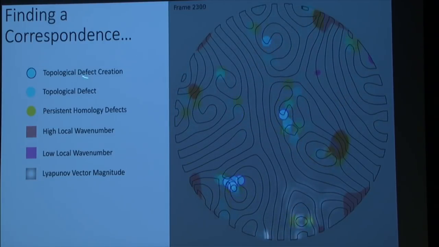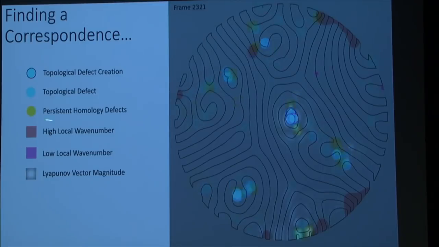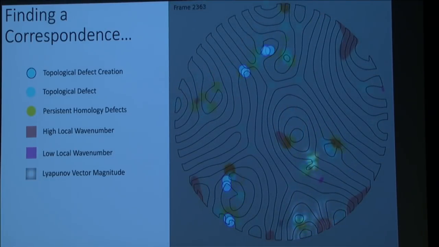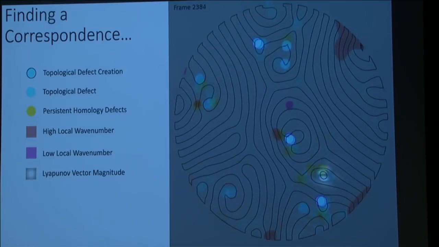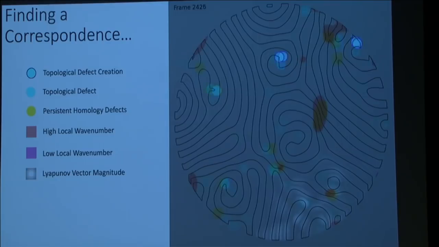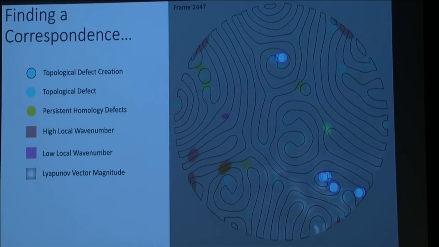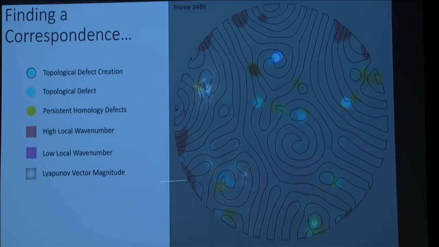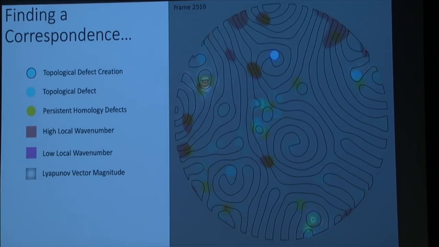And we want to know, we've talked about these first three of these different annotations that we can put on the observables on the pattern, how can we figure out which ones, maybe through machine learning, some sort of statistical relationship between these observables and these high magnitude Lyapunov vector regions.